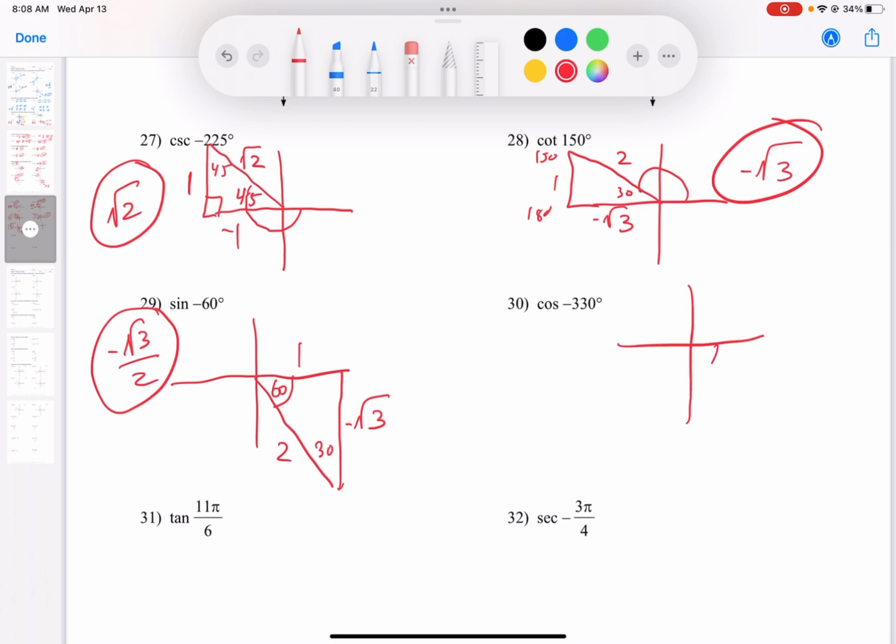Negative 330. There it is. Drop it down. 30, 60, 90, 1, 2, the square root of 3. Cosine is adjacent over hypotenuse, so the square root of 3 over 2.